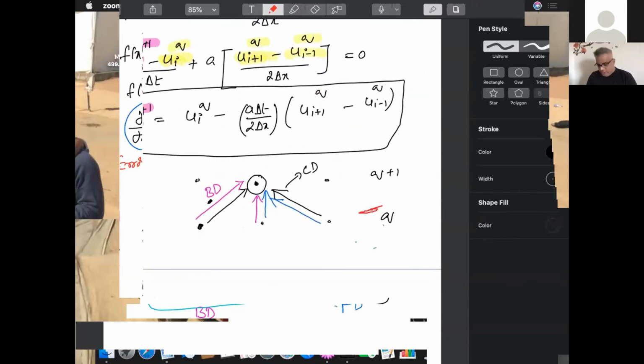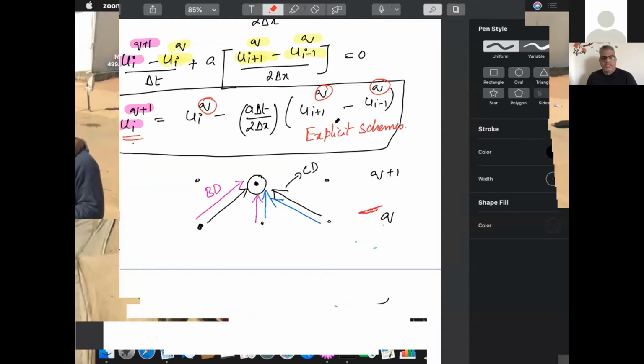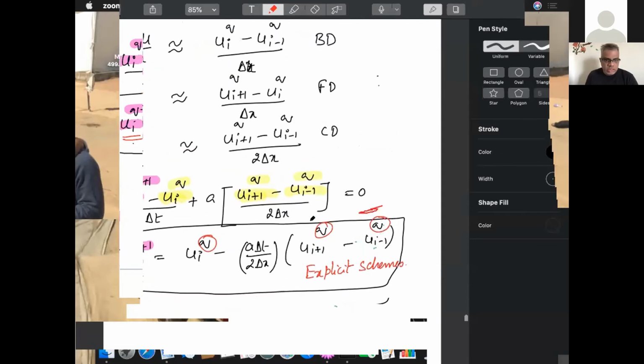Okay. So now if you look at this, we are explicitly writing the new value at q plus 1 in terms of old values at various grid points. So such schemes are called explicit schemes. This is an explicit scheme. Let me introduce the implicit scheme.